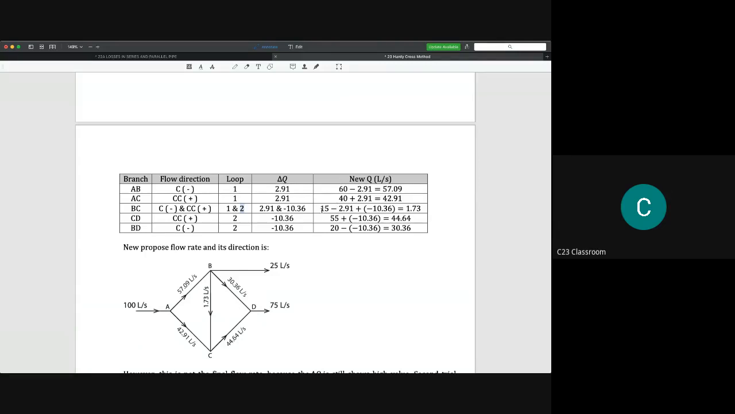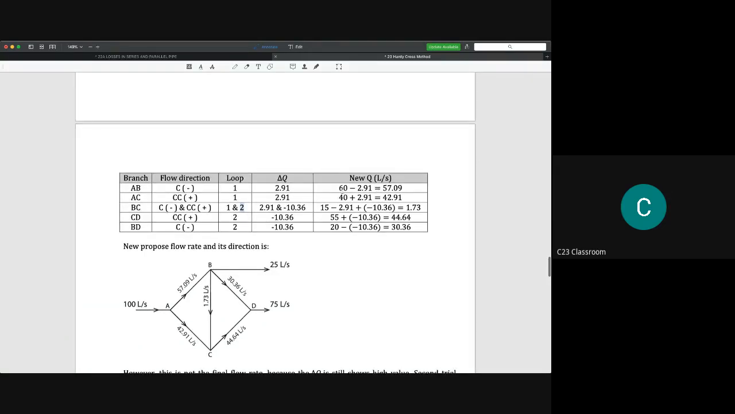So we do the calculation. Over here, as I said, we have 60, so we minus 2.9 and get some value. 40 times 2.9, we get some value. Here we plus with a negative, so we deduct the value. We have 20 minus a minus, so we have a sum here and the value will be increased. And for the BC here, we minus the delta Q from loop 1 and add the delta Q from loop 2. Again we have minus and minus, so we have 1.73 here.